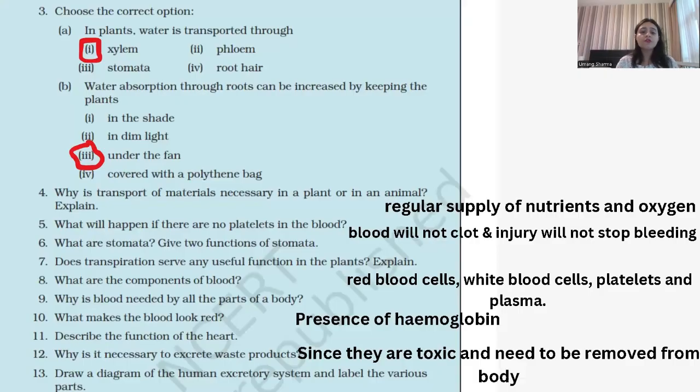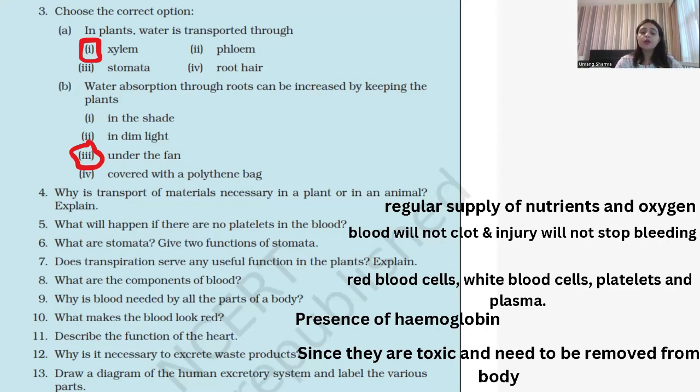What are the components of blood? Red blood cells, white blood cells, platelets, and plasma. These are the various components of blood, as I already told you in part 1. What makes the blood look red? The presence of hemoglobin. Describe the function of the heart. That is discussed in part 2. You can go and make a note of that as the solution.